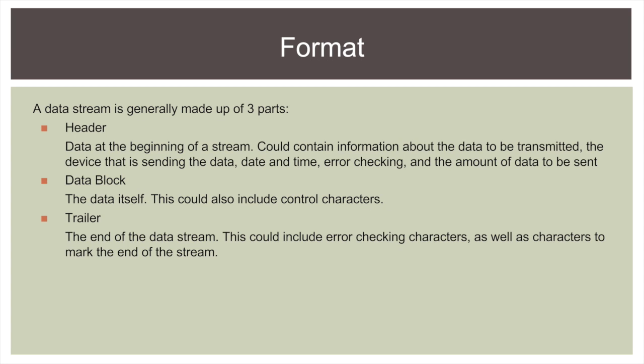Data streams are generally made up of three parts. You've got a header, which is the data at the beginning of the stream, and this could contain a whole lot of information, such as the device that's sending the data, the date and time it was sent, error checking, and the amount of data to be sent. The next thing we have is the data block, which is the actual data that we are sending. And this could also include a variety of control characters. We also have a trailer, and the trailer is the end of the data stream, and this could include error checking characters as well, and also characters to mark the end of the stream.